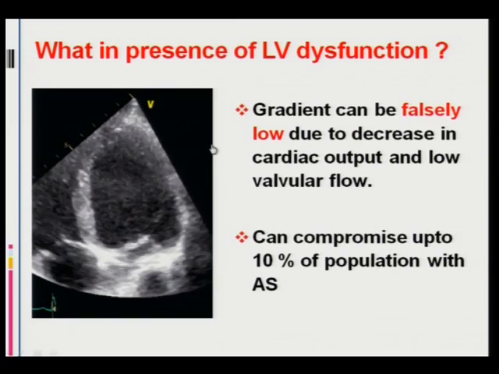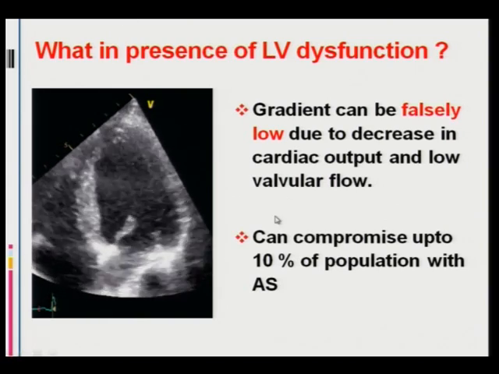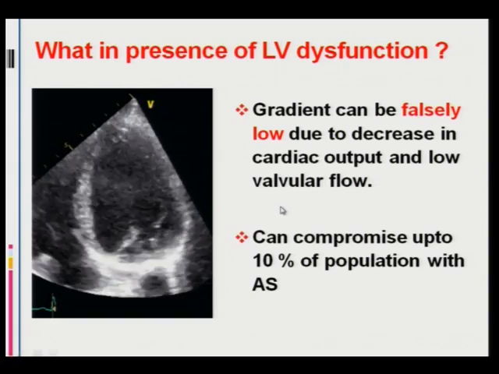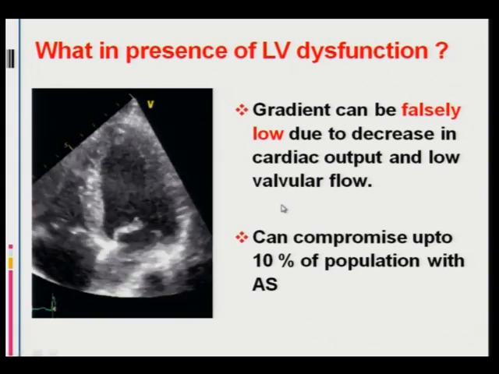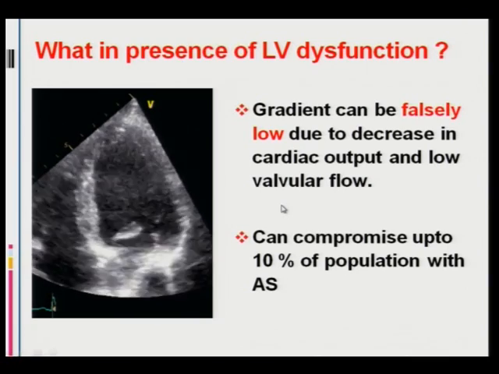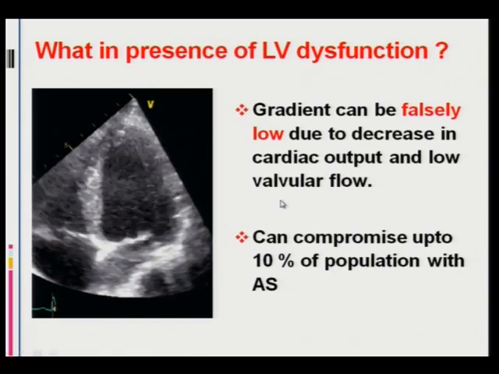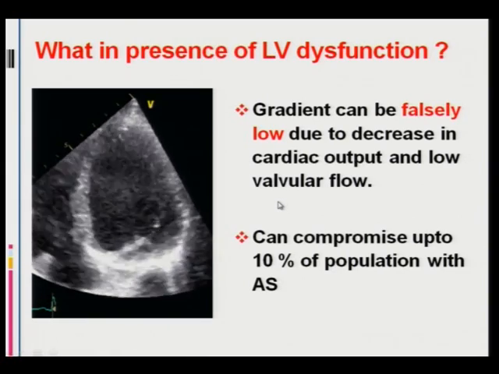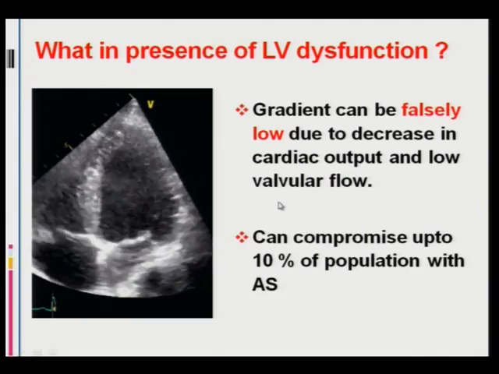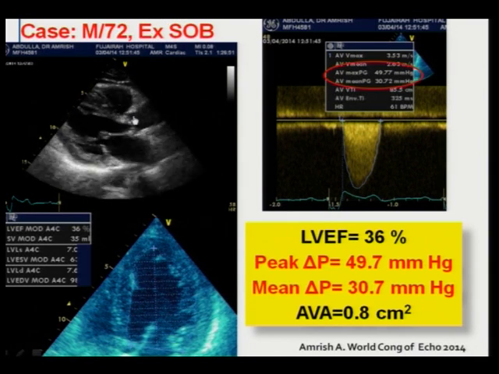The gradient across the valve is dependent on transvalvular aortic flow rate, and hence it is not surprising that in the presence of LV dysfunction, this gradient across the valve can be low. And the fact remains that nearly 10% of the population can have this kind of situation. That means of all the aortic stenosis we see, up to 10% can fall in the subset of low gradient, low flow aortic stenosis.